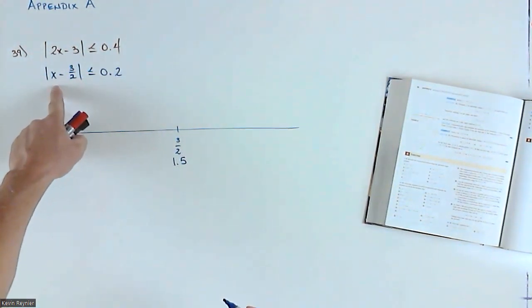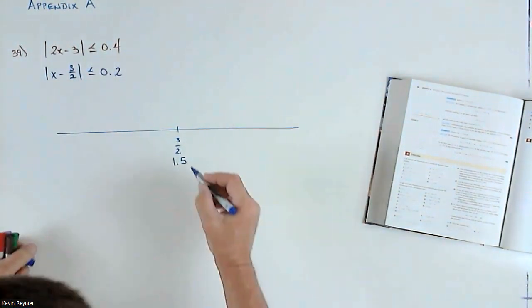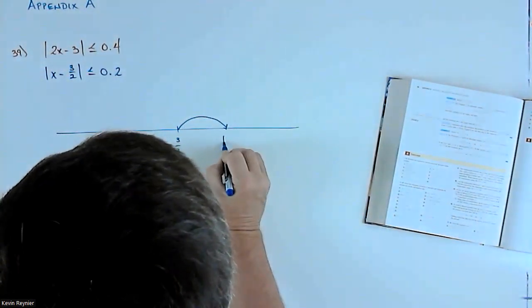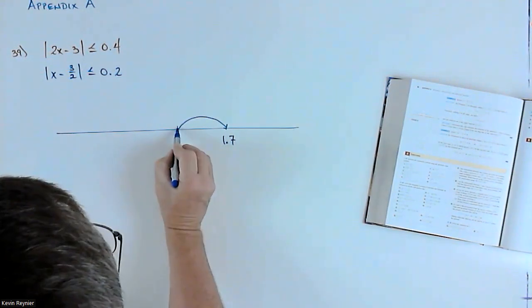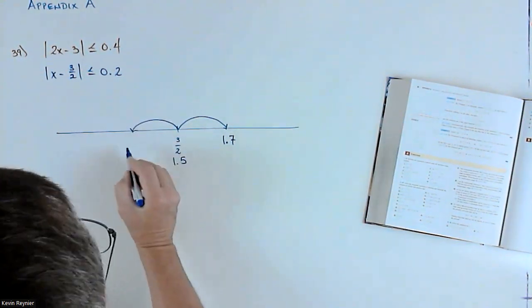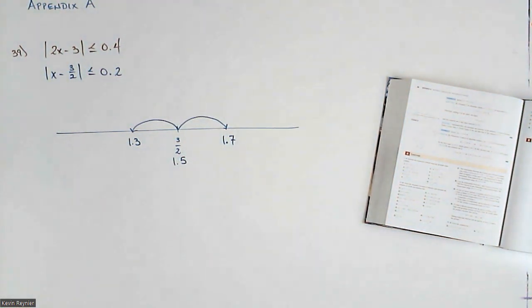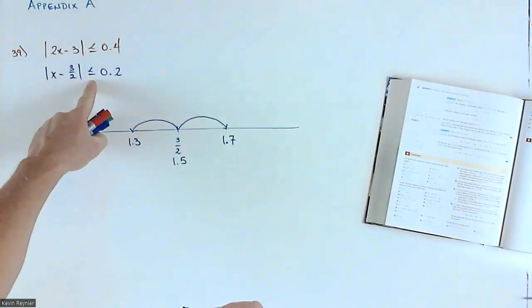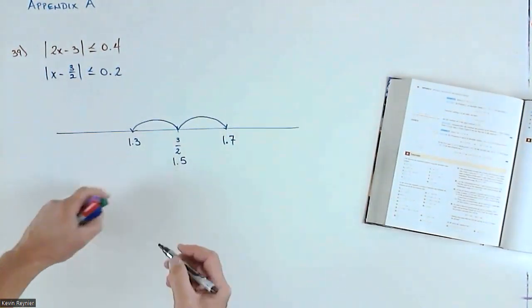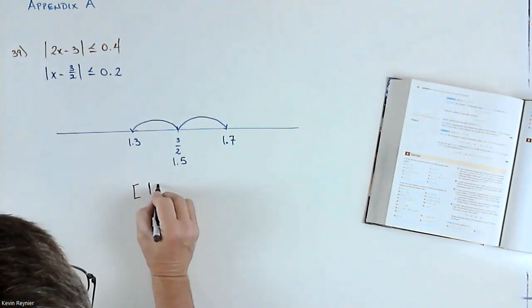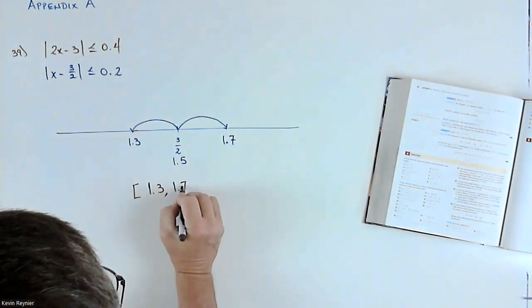The distance between these is less than 0.2. So we're going 0.2 this way. We know that's going to be 1.7. And we're going 0.2 this way. We know that's going to be 1.3. 0.2 is all the further we're allowed to go. And now we know our answer. We have to be within that, and it's equal to, so our answer is 1.3 to 1.7.